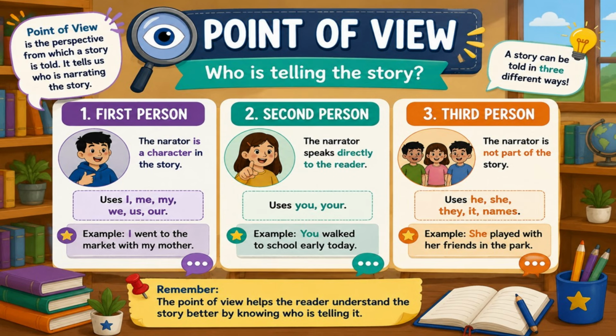Third person. The narrator is not part of the story. Uses he, she, they, it, or names. Example: she played with her friends in the park. Remember, the point of view helps the reader understand the story better by knowing who is telling it.